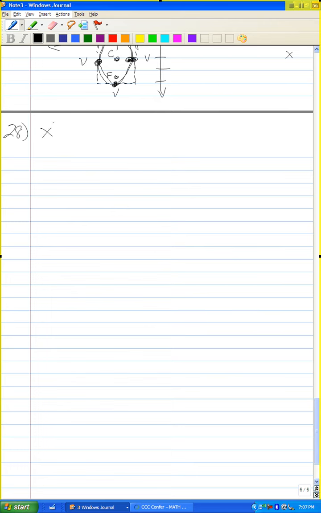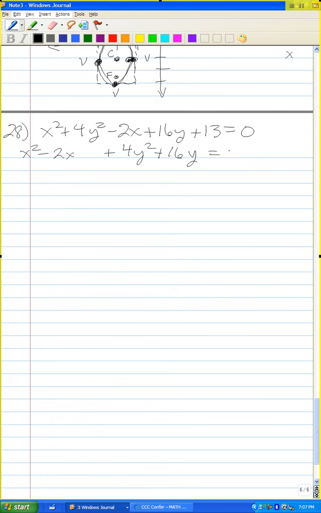x squared plus 4y squared minus 2x plus 16y plus 13 equals 0. Group the x's together. So x squared minus 2x plus 4y squared plus 16y equals, well, bring the 13 to the other side of my equation, negative 13. So let's group these x's and y's together.